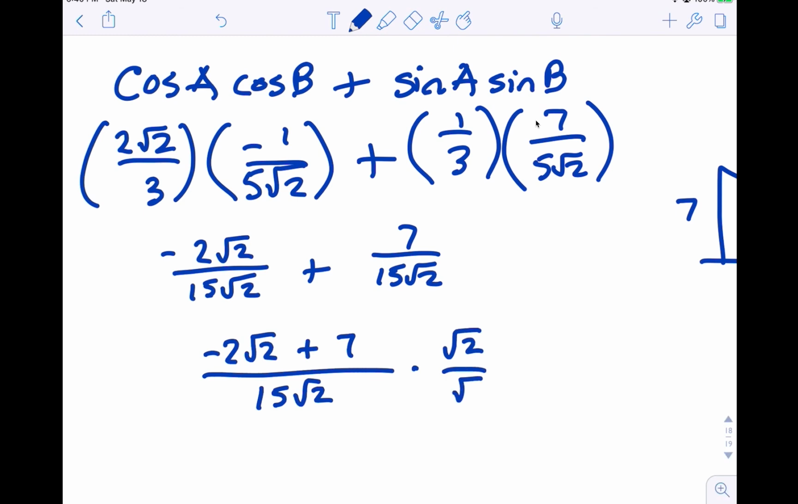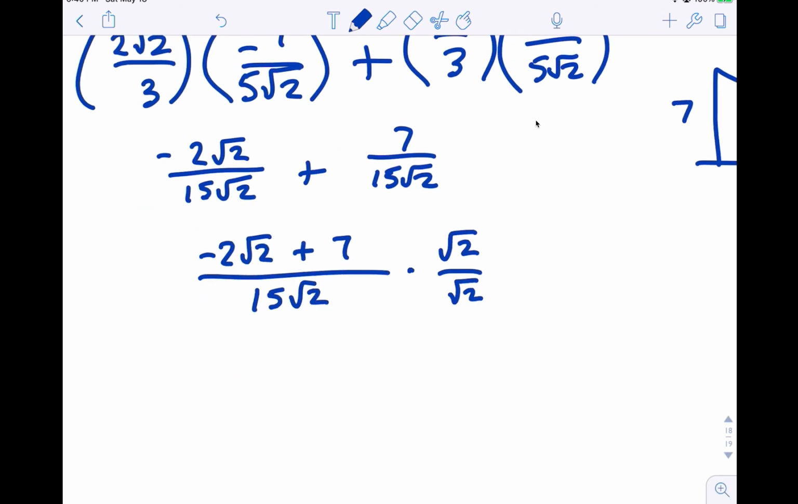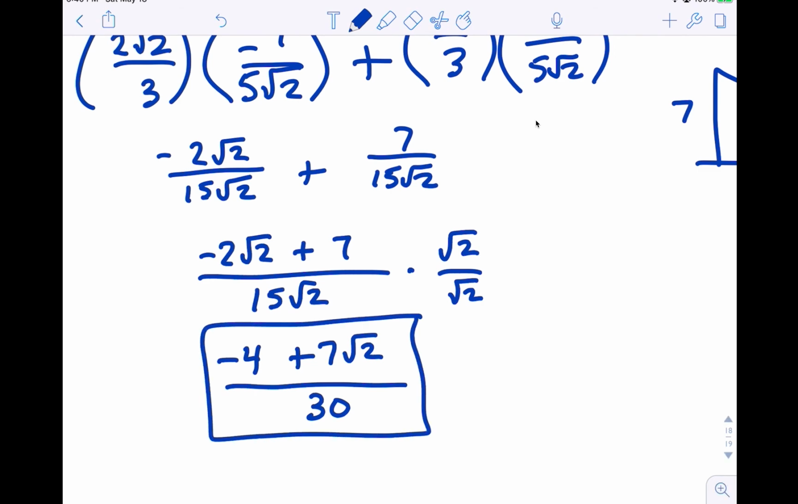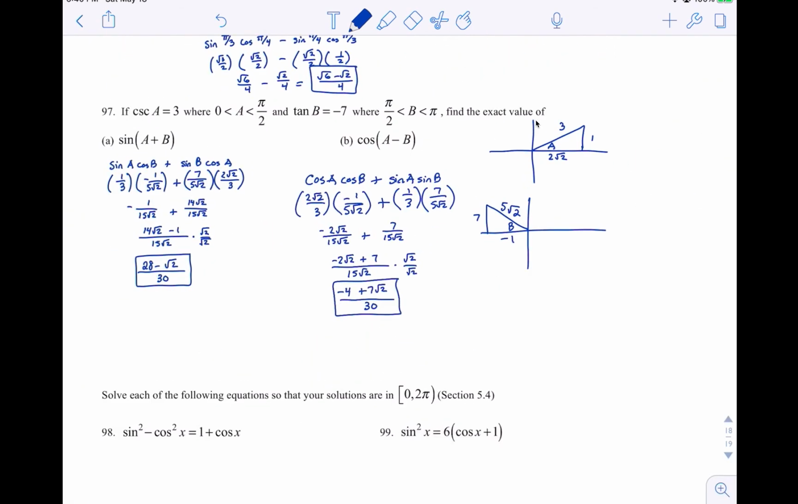And then I rationalize. That's negative 4 plus 7 root 2 over 30. So both of those formulas are going to be on the test for you. So you don't need to memorize them. Just need to know how to use them.